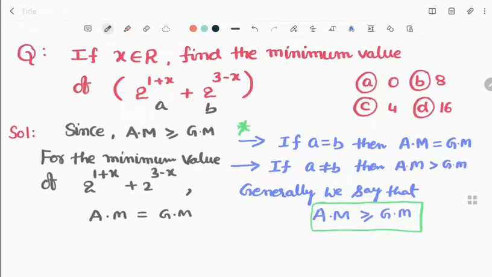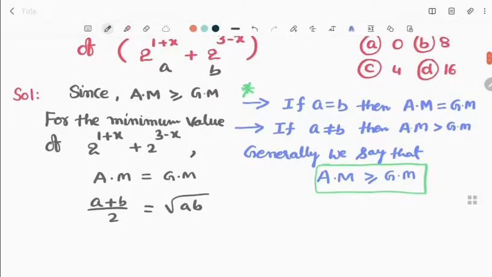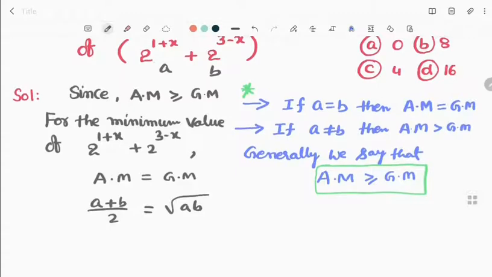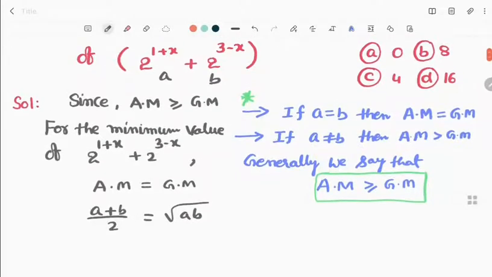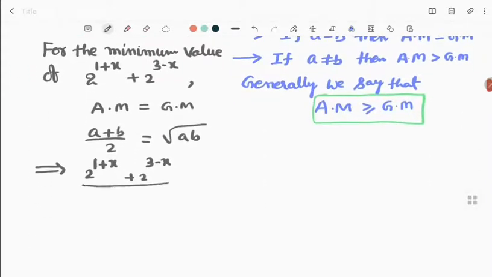So arithmetic mean means A plus B by 2 only, no? Is equal to geometric mean, root AB. What are A and B we considered here? A value I am considering as 2 power 1 plus x, B value 2 power 3 minus x, as we assumed here. So (2 power 1 plus x plus 2 power 3 minus x) by 2 is equal to square root of A into B, where A into B is 2 power 1 plus x into 2 power 3 minus x.